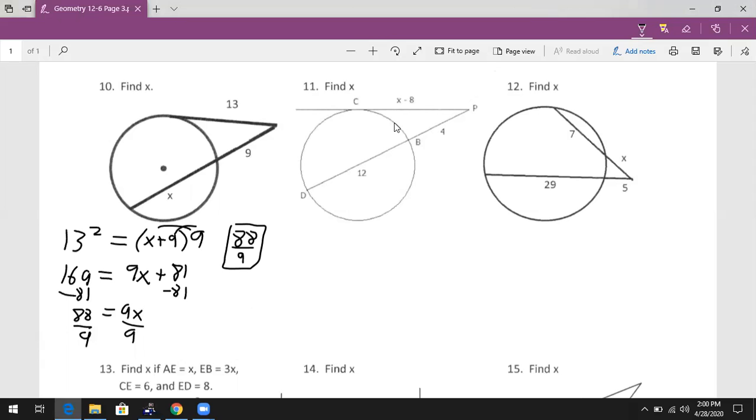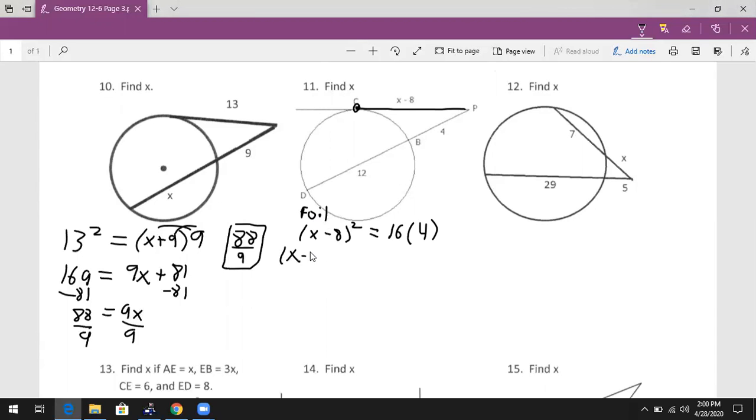All right, 11, find x. Now, I am just going to worry about this part of the tangent here because this part has no bearing, but it is the whole thing x minus 8 times the part outside, x minus 8 again, or if you recall, the tangent squared equals the whole thing, which is a sum of 12 and 4, or 16, times the part outside, 4.